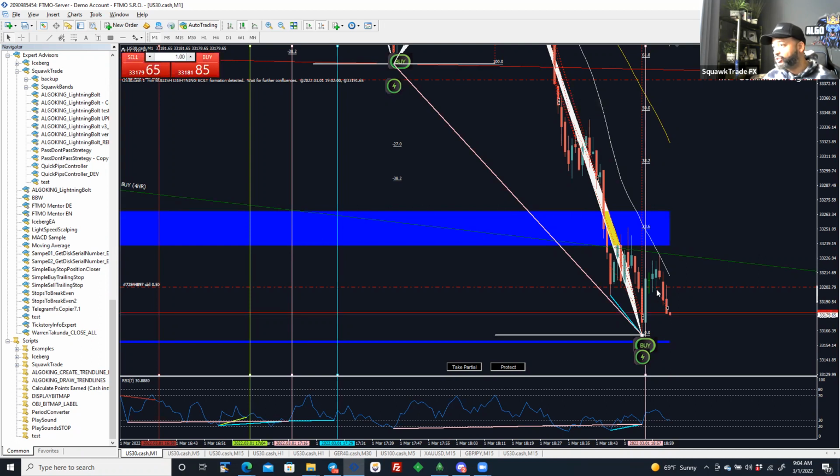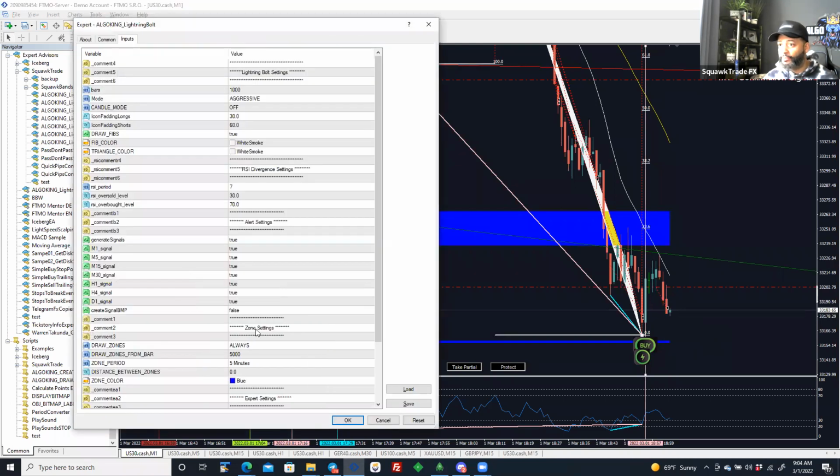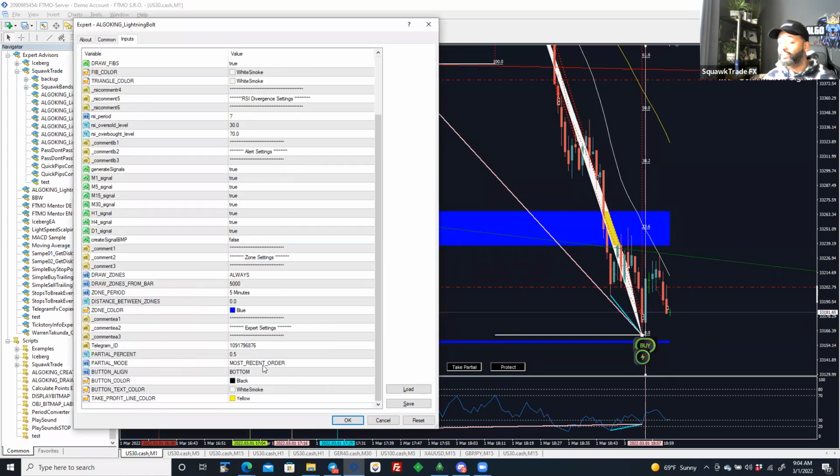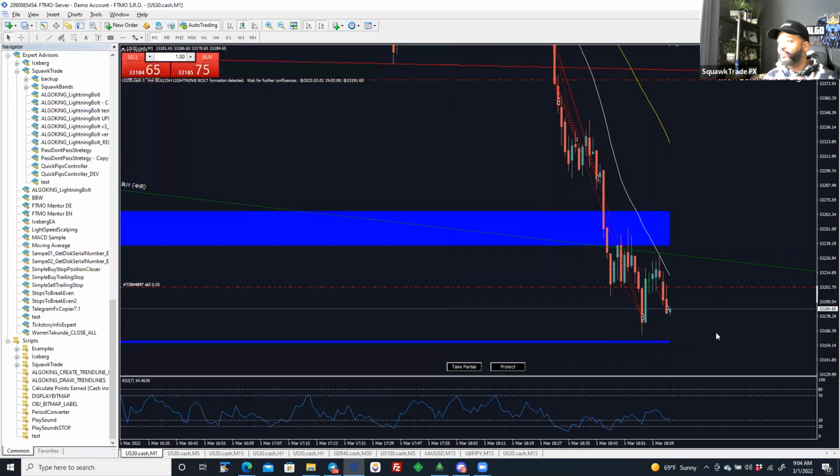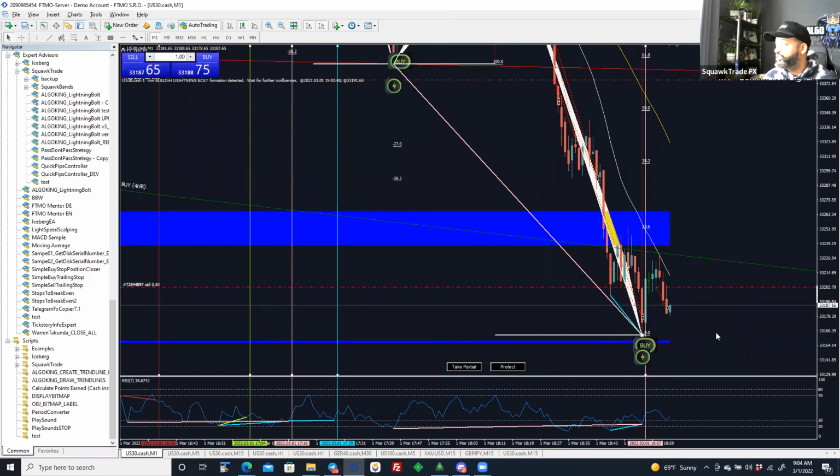That's why when I took the partial, you saw I drew a line from my entry here. It didn't draw a line from here all the way down. So that's just allowing me to keep my earlier positions intact. I'm going to change it back to all positions. And now if I take a partial, it's going to partial all positions when I'm ready.